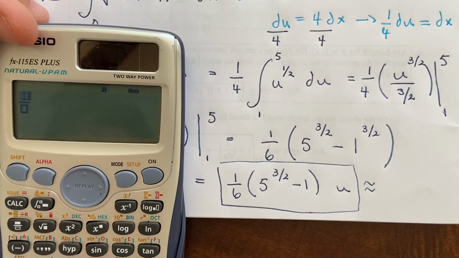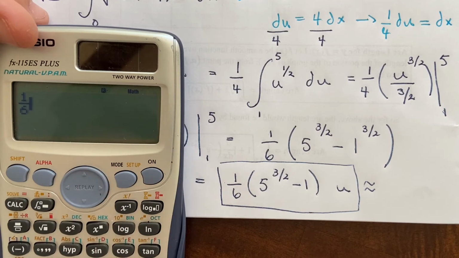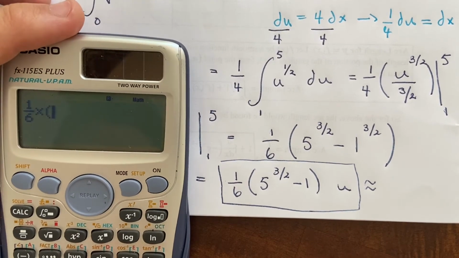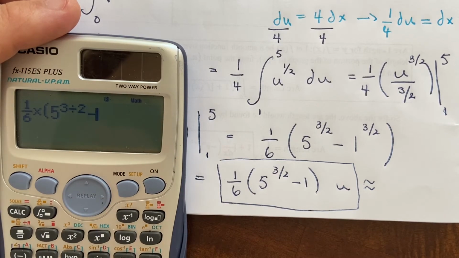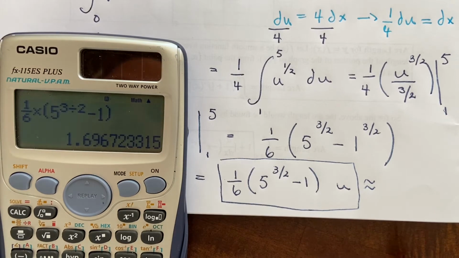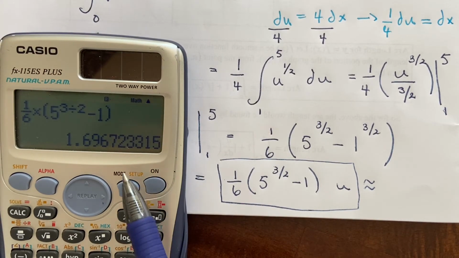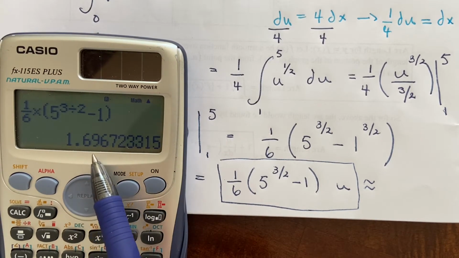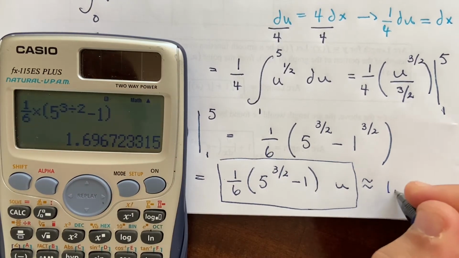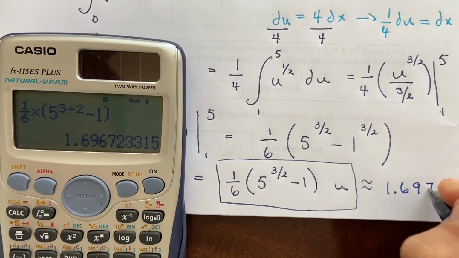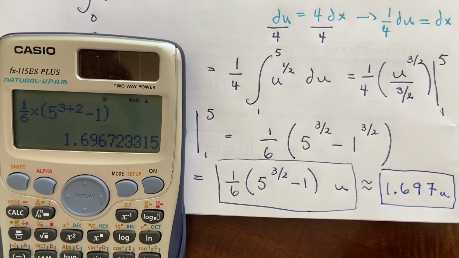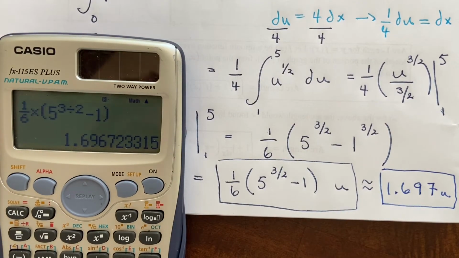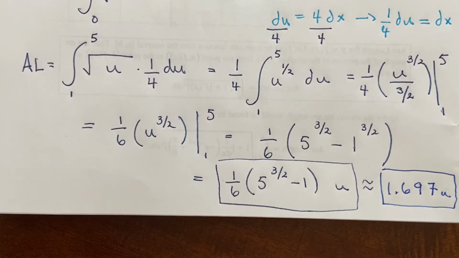So 1/6, and it said to 3 decimal places. So I'll go ahead and write 1.697. And that would be linear units, right? This is a length, an arc length. Okay.